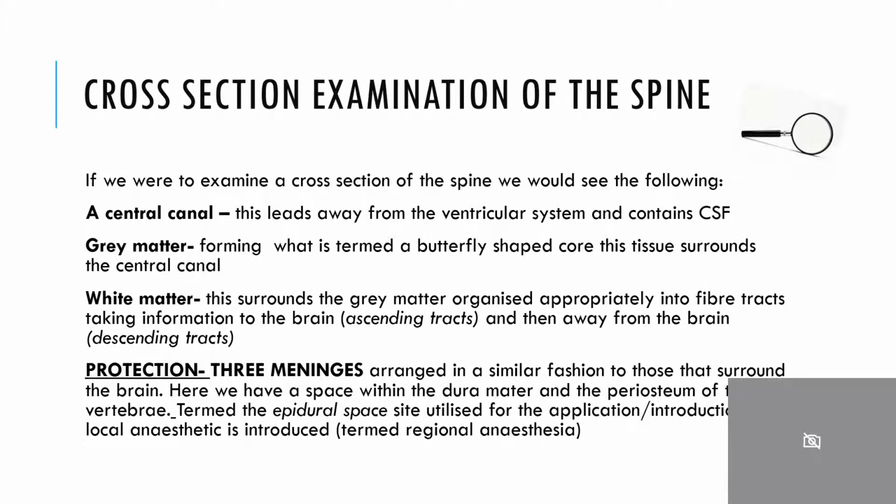We also have protection. We have the 3 meninges here, arranged in a similar fashion to those that surround the brain. We do have space between the dura mater and the periosteum of the vertebra. We term this the epidural space, and this is the site that we can utilise and introduce local anaesthetic in a format that we term regional anaesthesia.